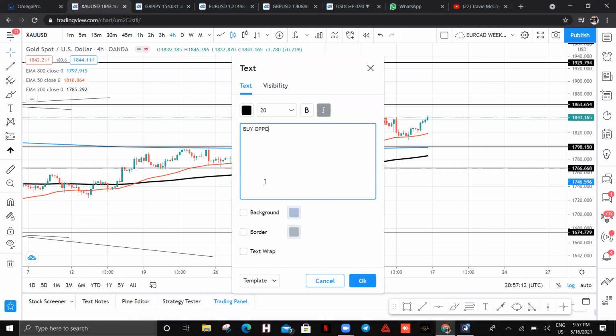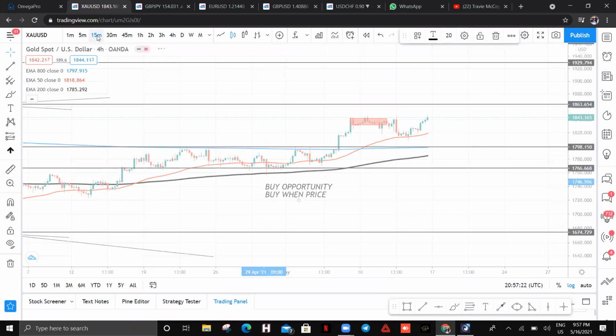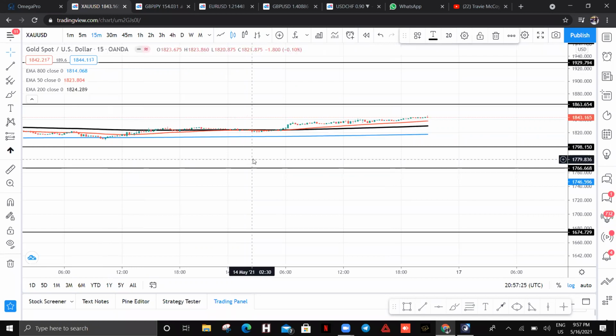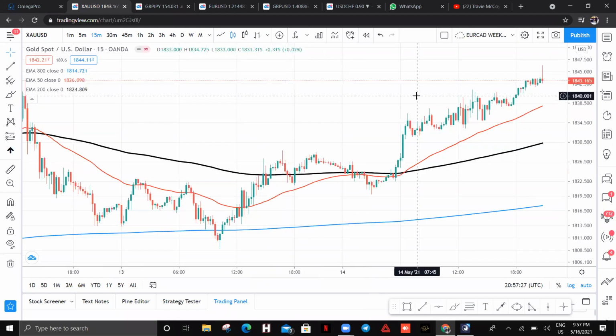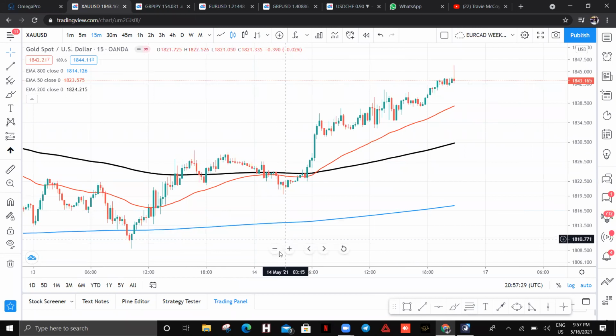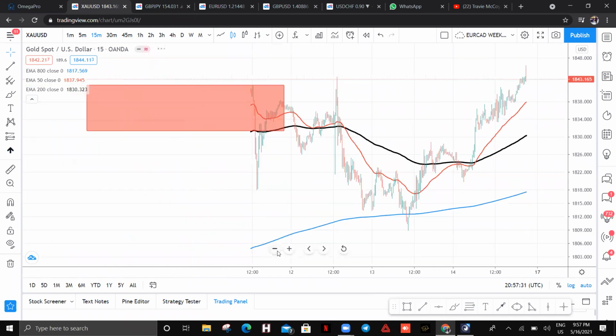Buy opportunity. Buy when price. Sorry, let me say 15 minutes. See, it's even giving us price action. This is 15 minutes.